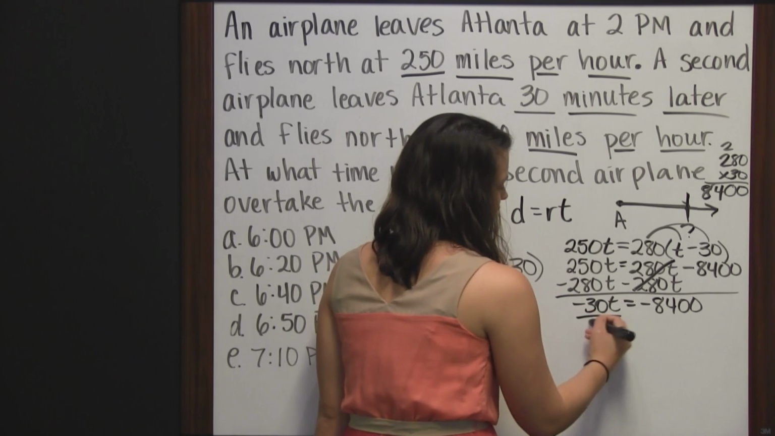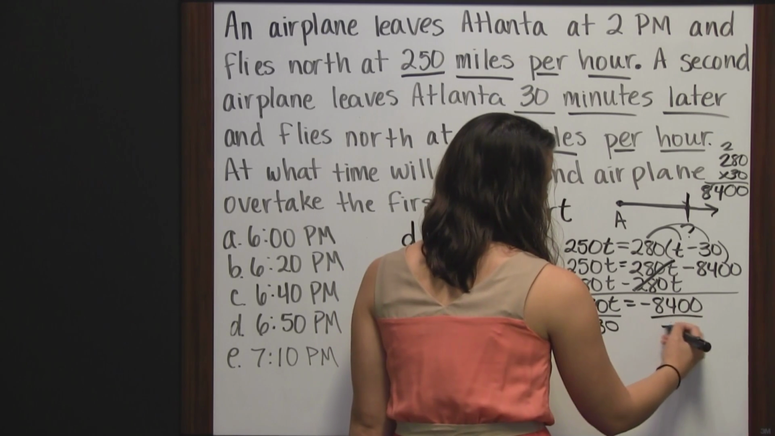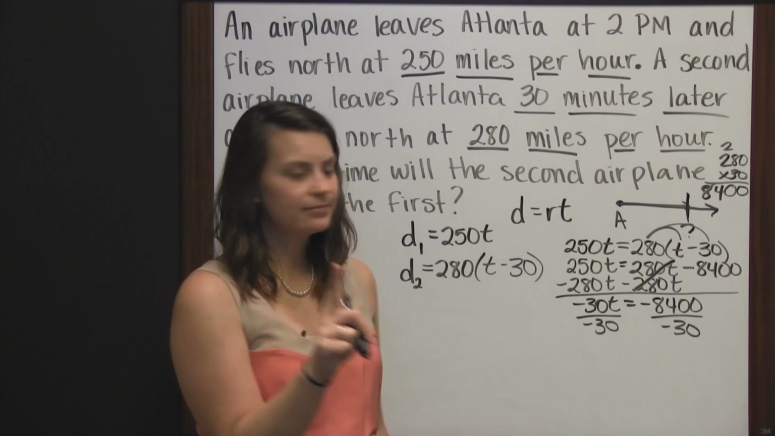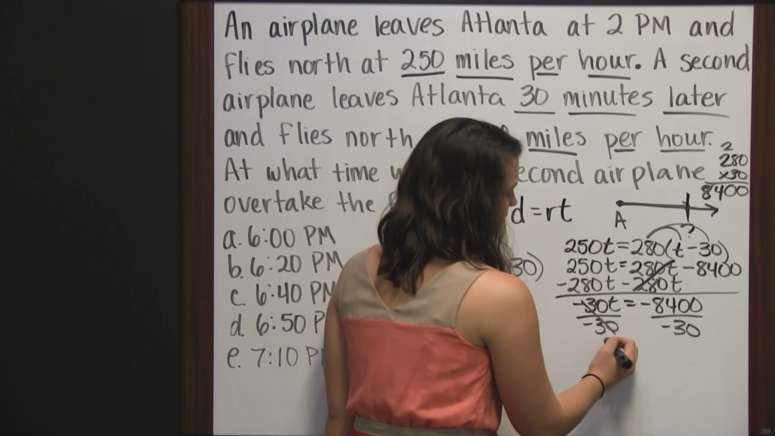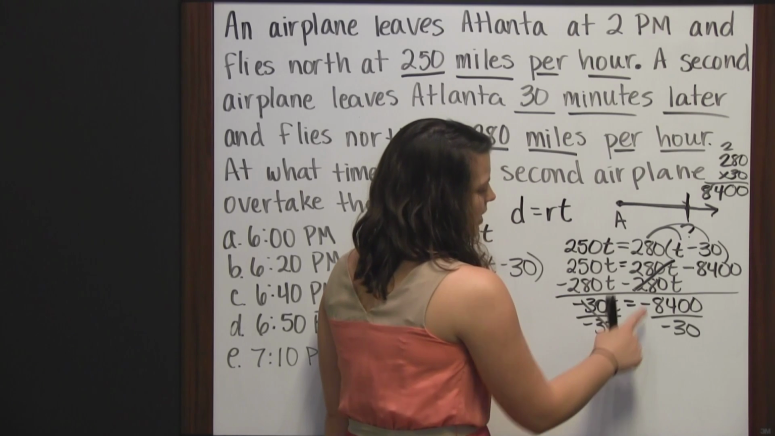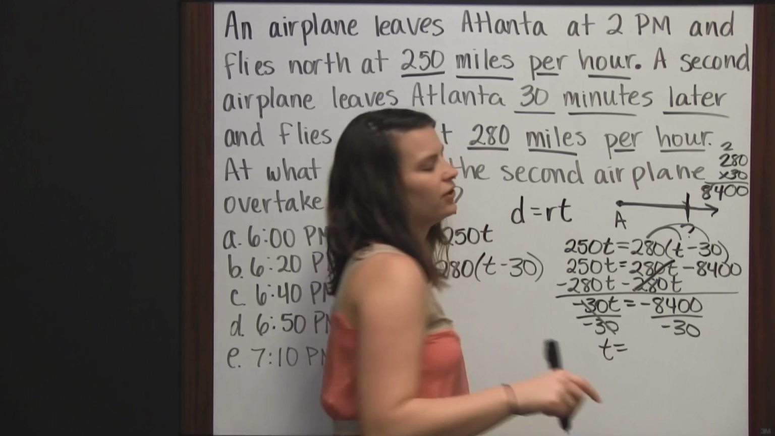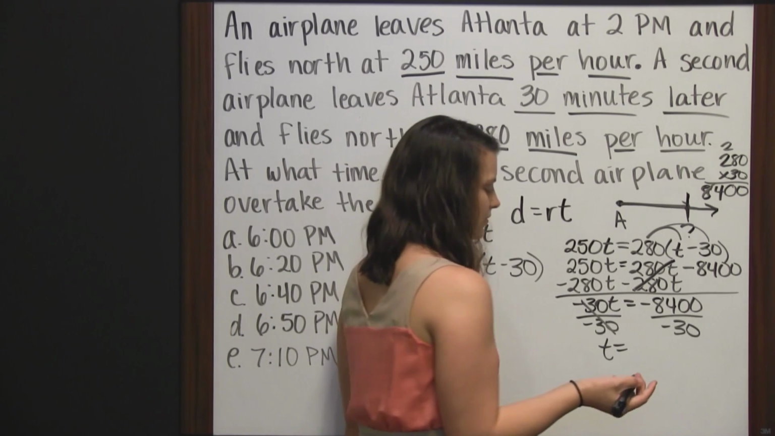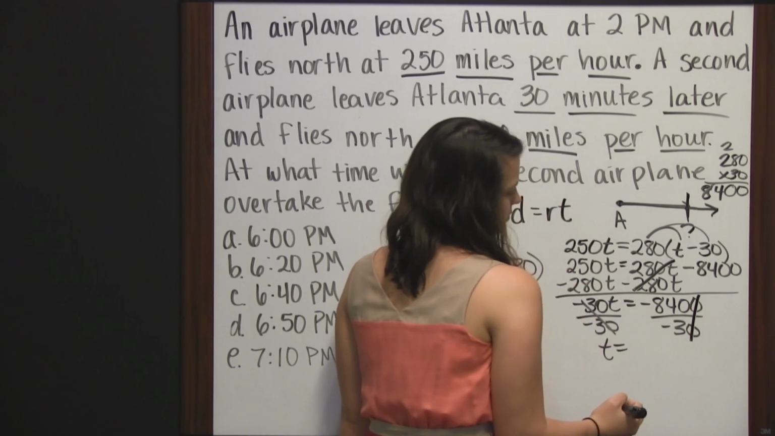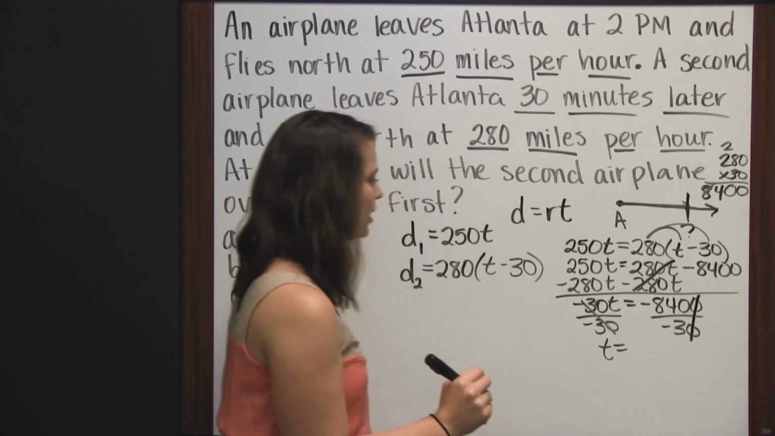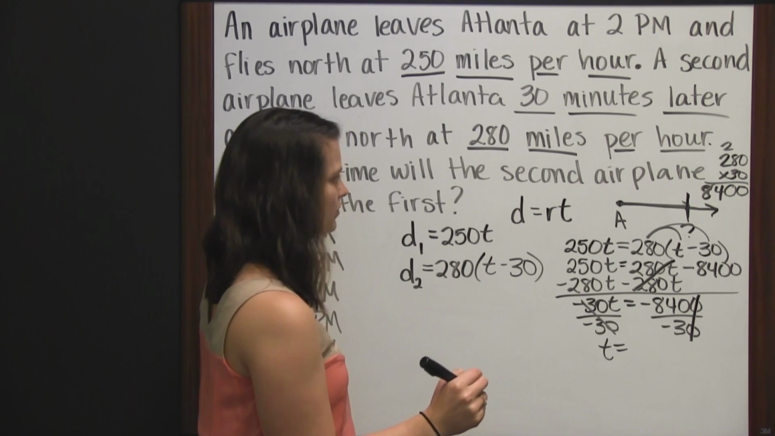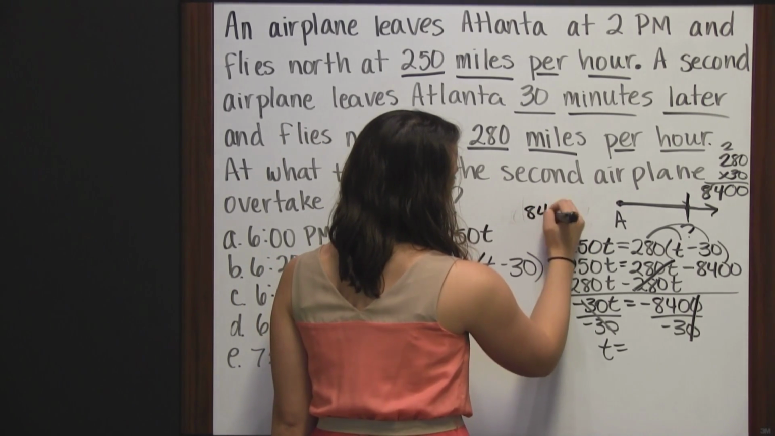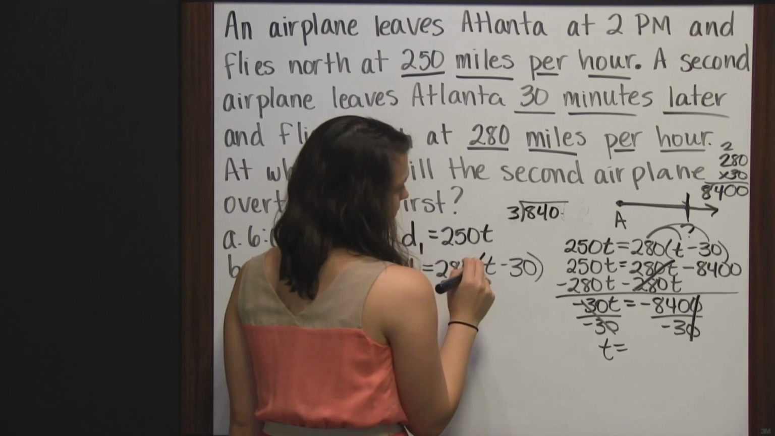To solve for t, then, we need to divide both sides by negative 30. Negative 30 divided by negative 30 is 1, times t is simply t. Negative 8,400 divided by negative 30. First of all, a negative divided by a negative is a positive. Then we can cancel a 0. And really all we have to do is divide 840 by 3. Really, I'm running out of space here. I'm going to get rid of this so we can divide 840 by 3.